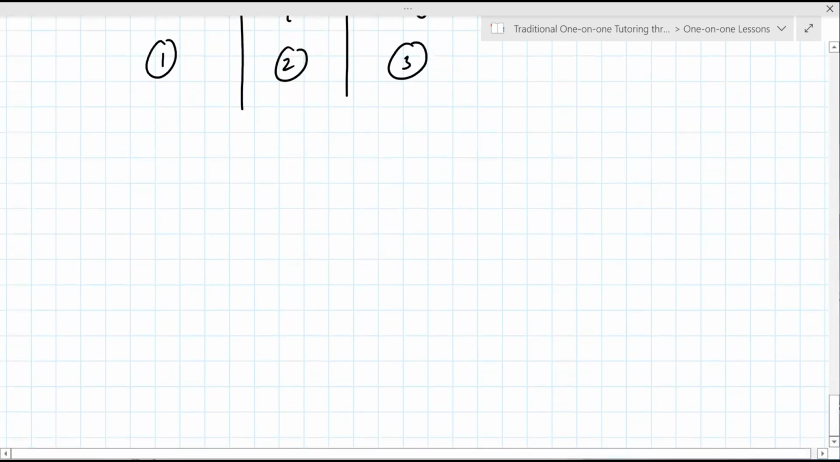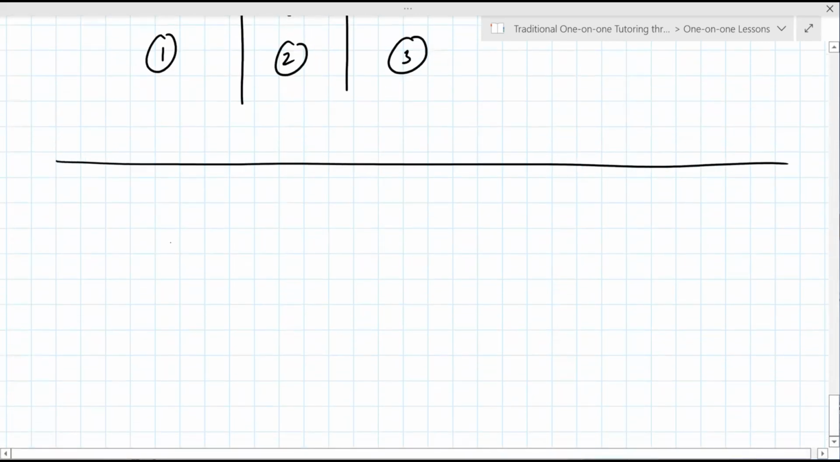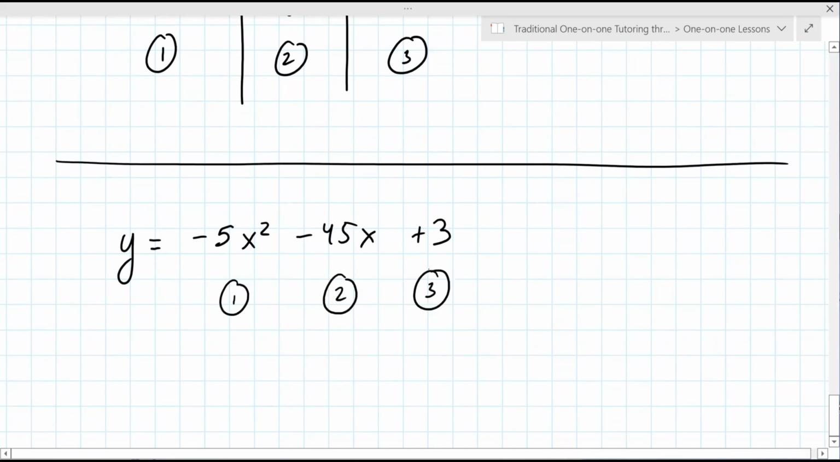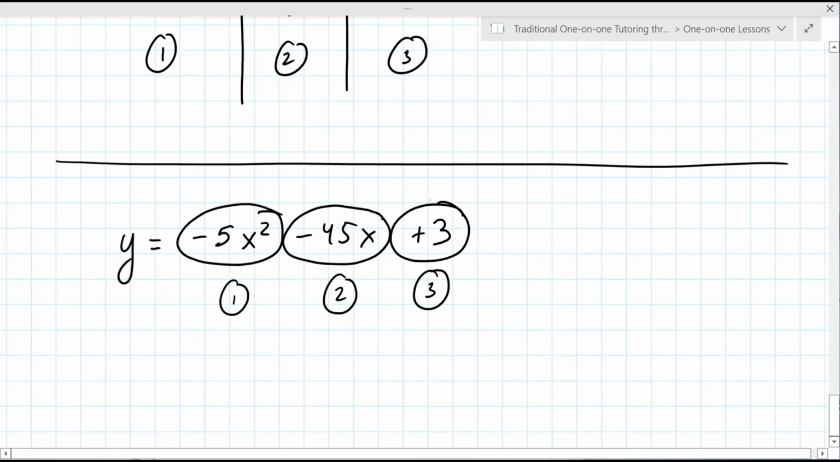Now your class strategist does some weird stuff here. You can even have constant terms. Let's look at one of those: minus 5x squared minus 45x plus 3. What would be the 3 terms of this polynomial? Negative, negative, positive. The terms include the whole thing. You have to actually give the whole number and letter.